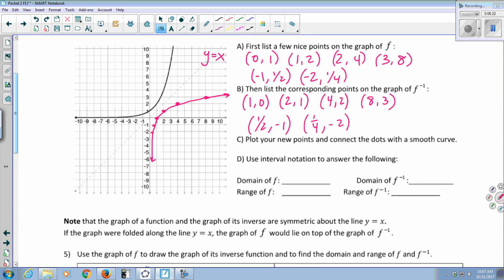So f, the original function graphed as a black line here, its domain is -∞ to infinity, and its range is 0 to infinity. And then my pink graph, its domain is 0 to infinity, and its range is -∞ to infinity. So the domain and range of f and f inverse swap, right? The domain of f becomes the range of f inverse. The range of f is the domain of f inverse.